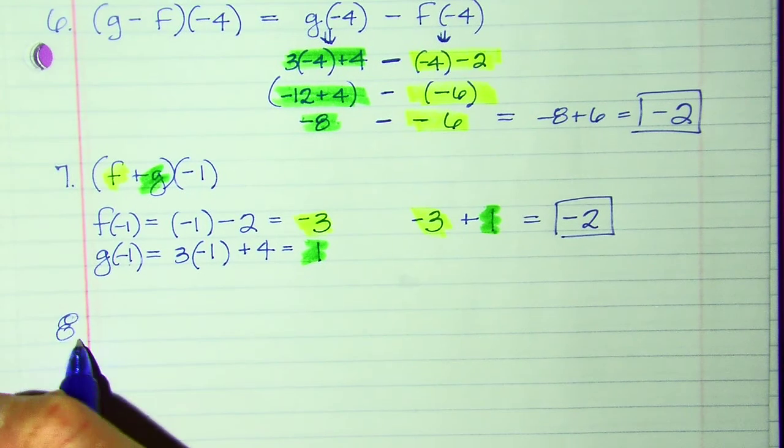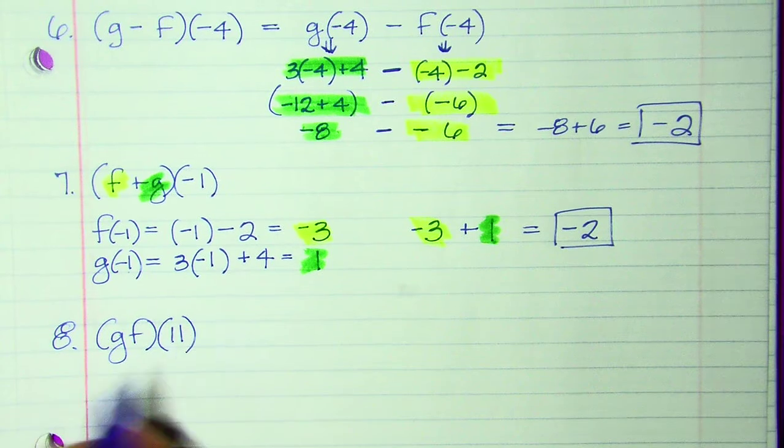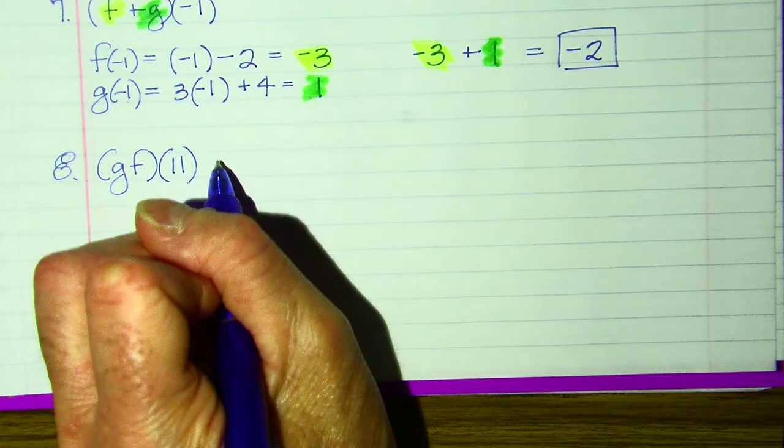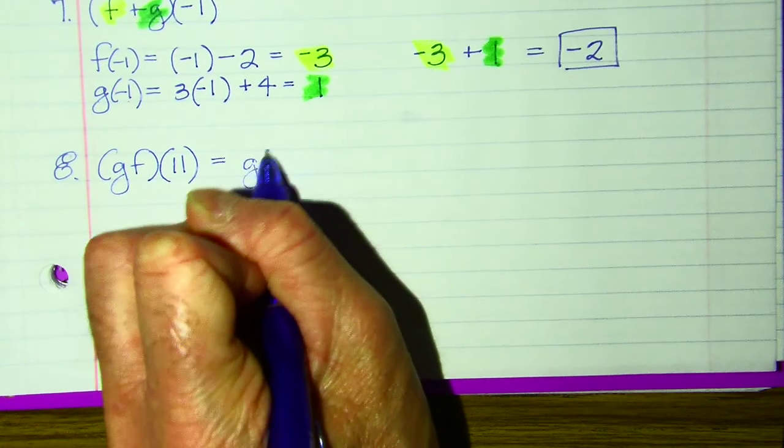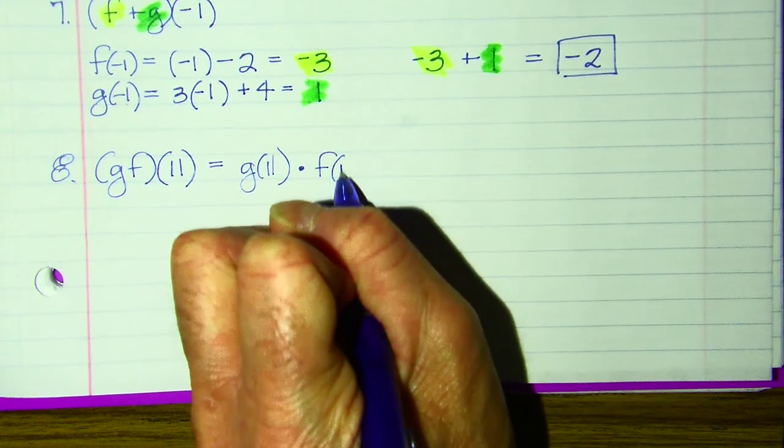Let's try another numeric one. This one, G times F at 11. So what they're asking us to do, they want us to find G at 11, and they want us to multiply that result times the function of F at 11.